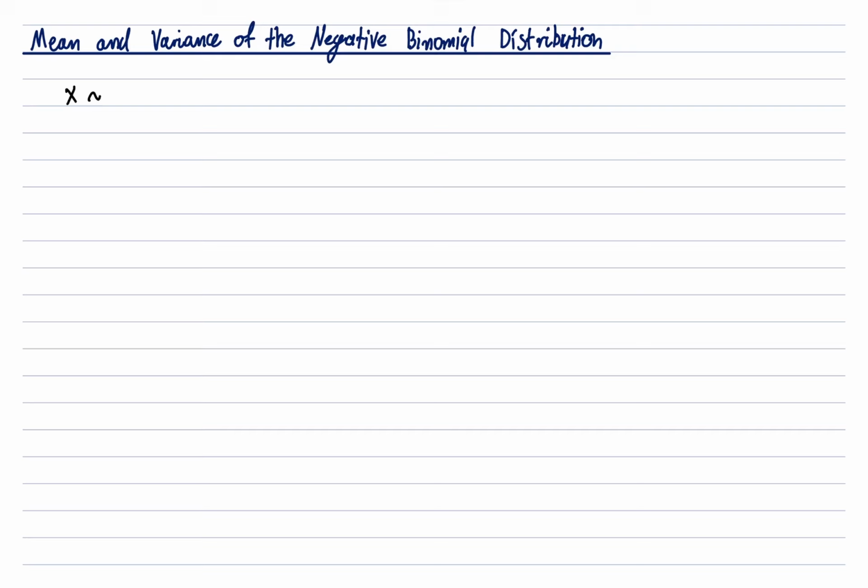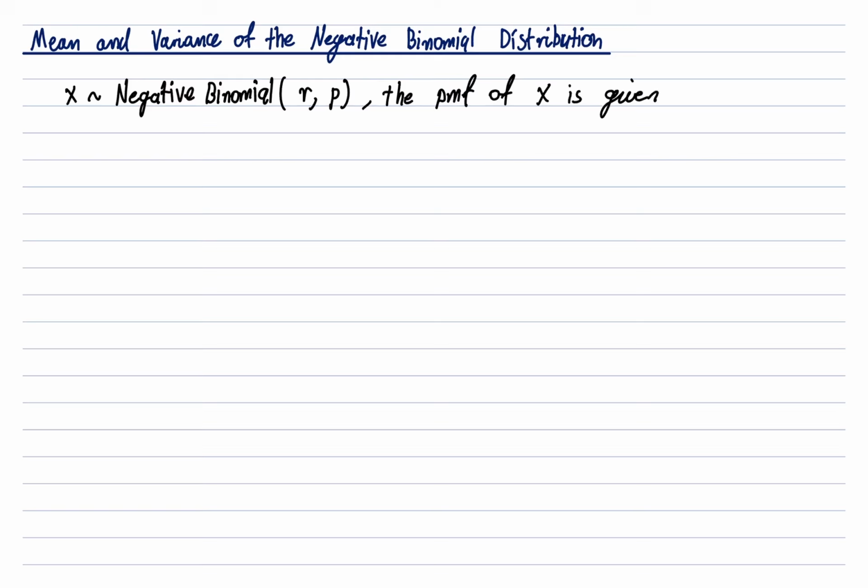So we say that if x is distributed with a negative binomial distribution with parameters r and p, where r is the number of successes and p is the probability of success, then the PMF of x, and of course x represents the number of failures before r successes, is given by the following.